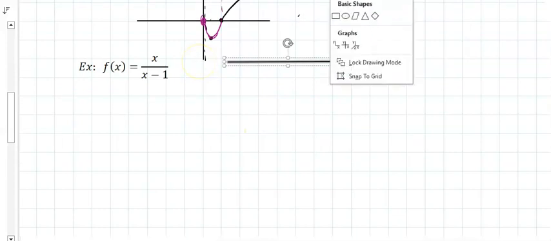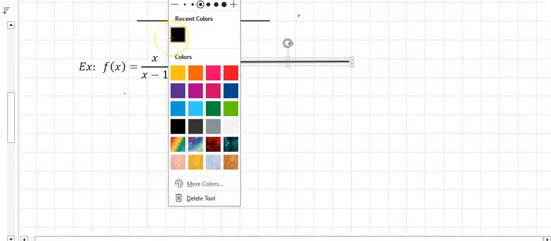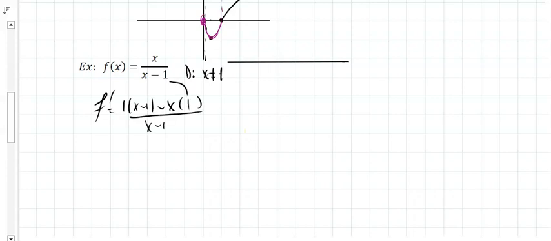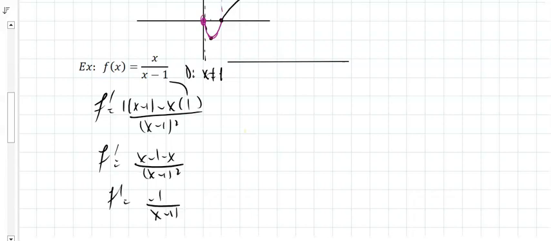Last example we have the following. So in this case, we know the domain: 1 is not in the domain, so that's the only value I can't have. I start off with the first derivative. That's derivative of the top times the denominator minus the top times derivative of the denominator, all over the denominator squared. And that will be x minus 1 minus x over x minus 1 squared, or simply negative 1 over x minus 1 squared.